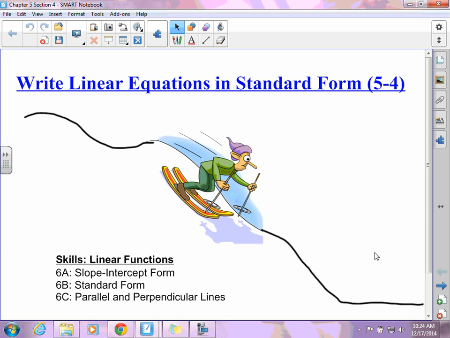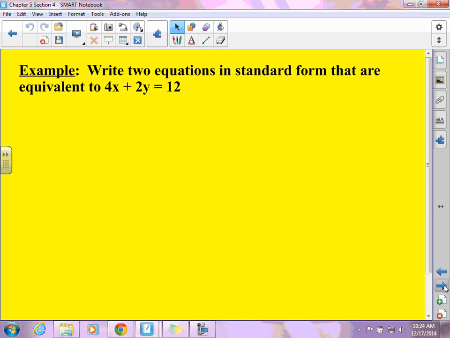Yesterday and the last couple of days, we've been working on slope-intercept form. Today, we're going to look at standard form. We're only going to do part A, or day 1, and it's going to go pretty quick. First of all, for the example, we're going to write two equations in standard form that are equivalent to 4x plus 2y equals 12. So let's review a couple of things.